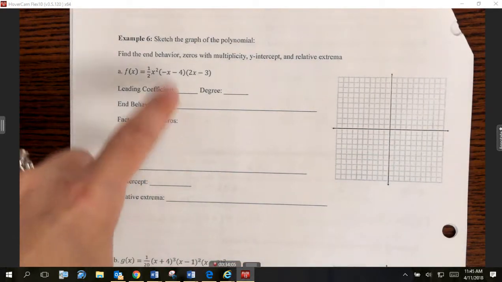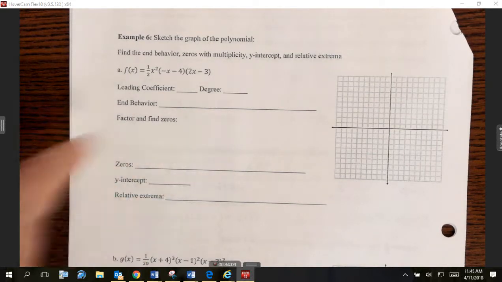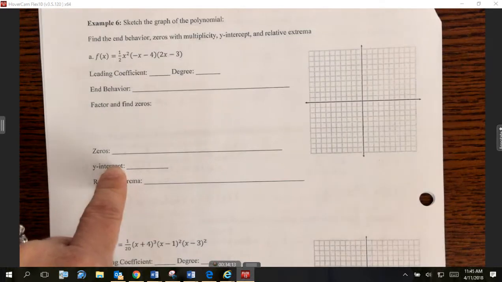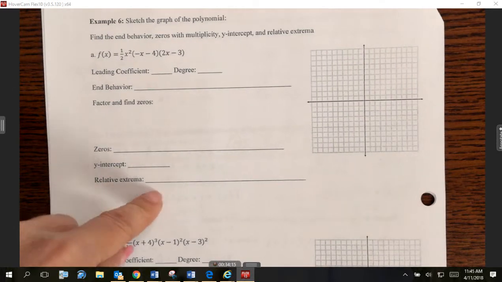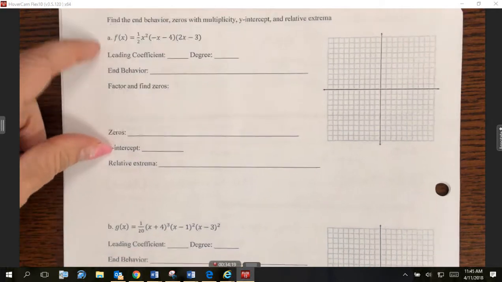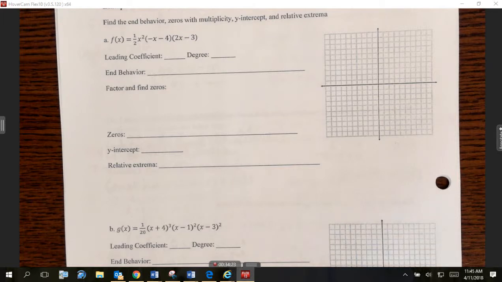Factor and find all the zeros. It should be factored already, so you can find all the zeros, what we just did. List them out. We should know how to find the y-intercept. What you aren't going to be able to do yet is relative extrema, and then finish the graph. So you should be able to do through y-intercept right now. Okay? So try it.